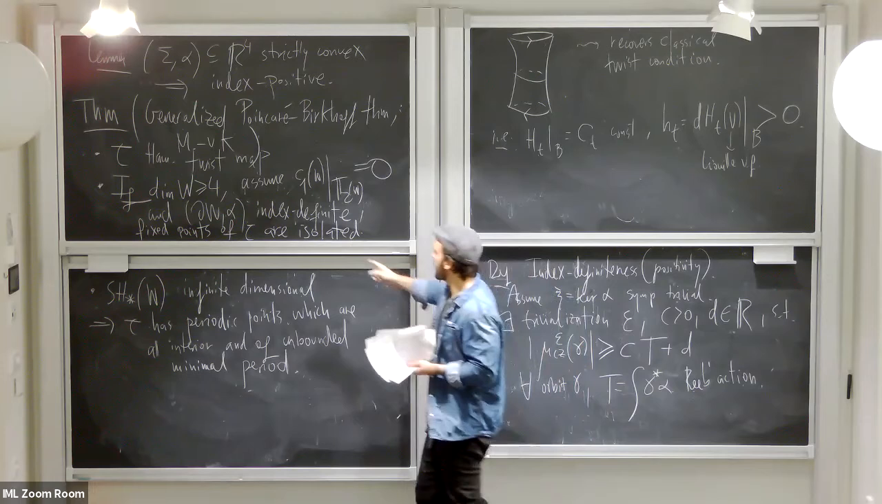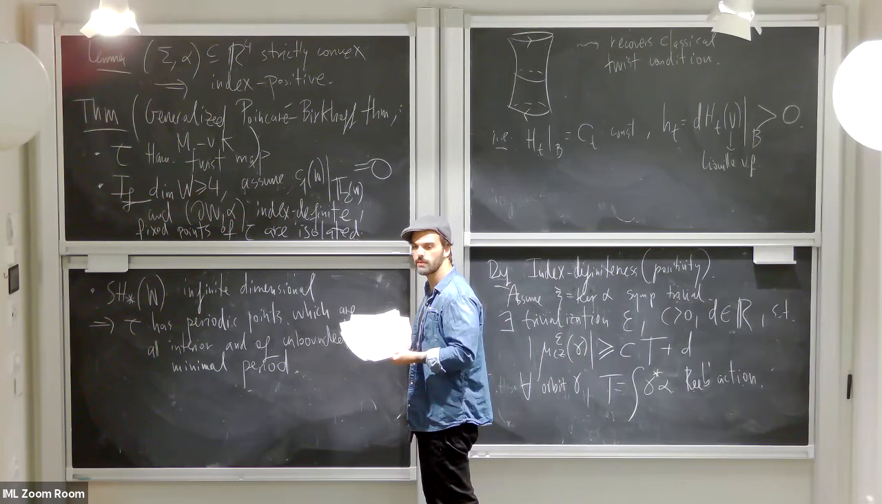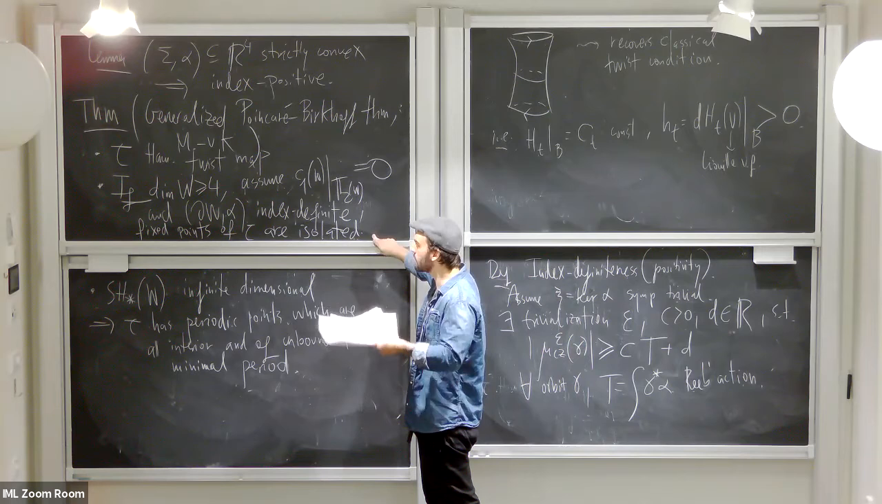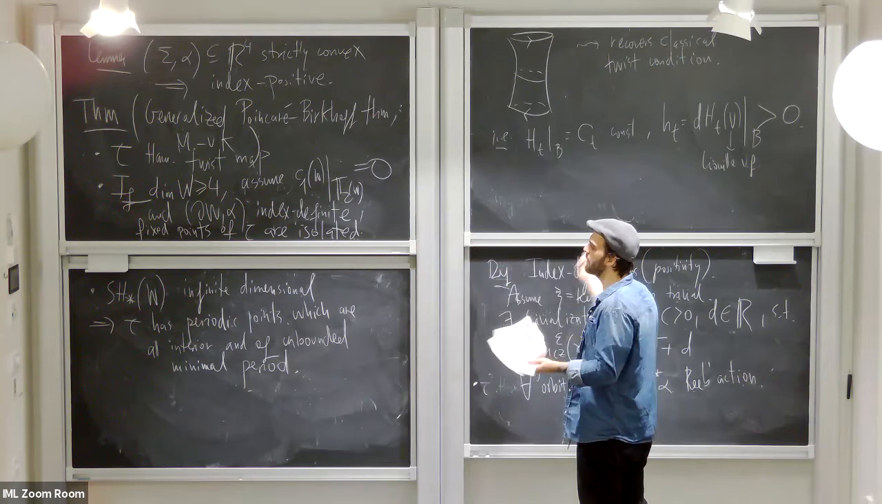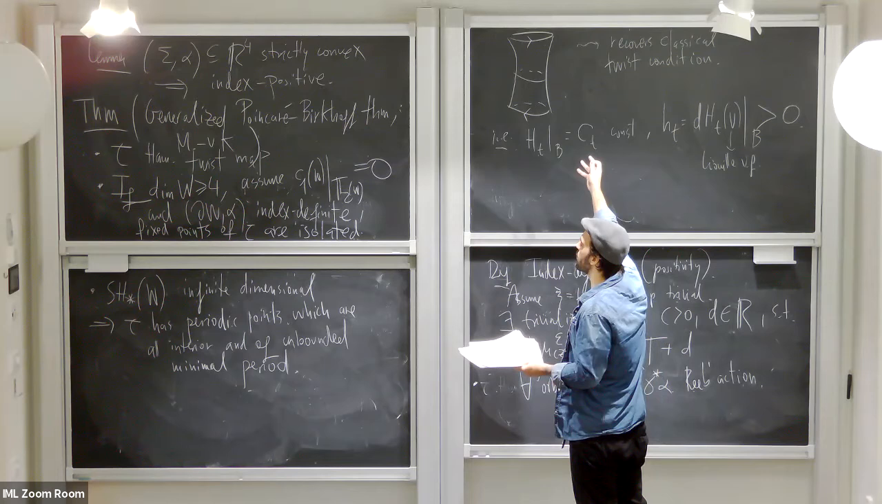The fact that the fixed points are isolated has to do with how we prove it, using some version of local Floer homology. But if you don't have this, it's also a positive result. Because of compactness of W, it means that you have infinitely many fixed points, but you cannot really conclude that the minimal periods are unbounded. And this is a vast generalization of the Poincaré-Birkhoff theorem to arbitrary dimensions. The Poincaré-Birkhoff theorem is just the case where W is the annulus, and this certainly recovers that.